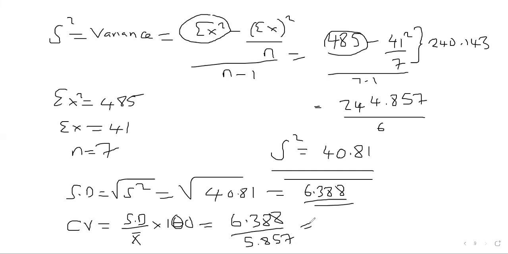So 6.388 divided by 5.857 will give us 1.09066, in percentage this is 109.066%. But this is the coefficient of variation. It measures the degree by which we are deviating from the mean. Okay.